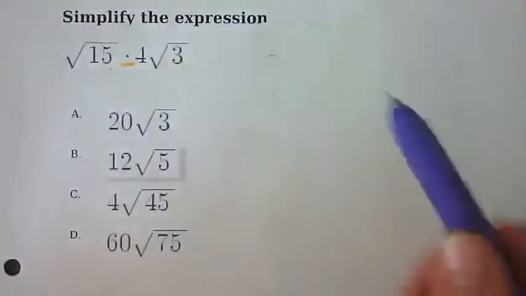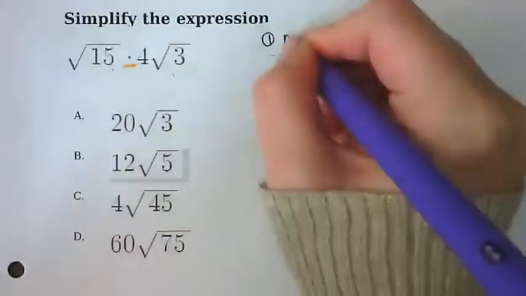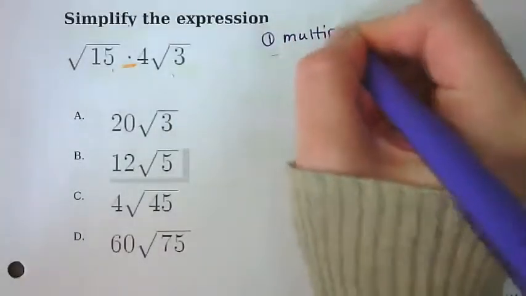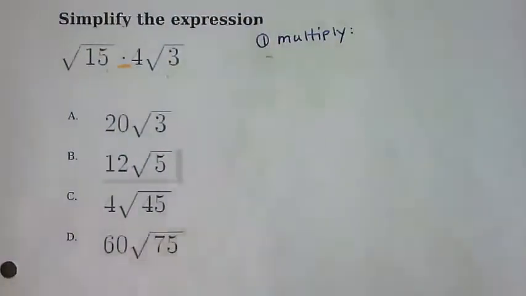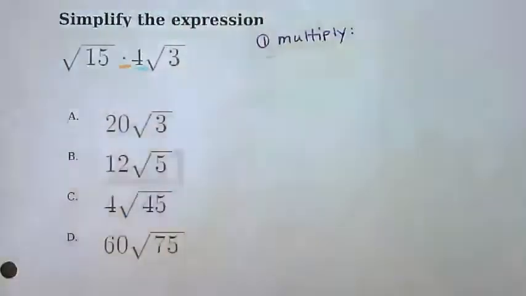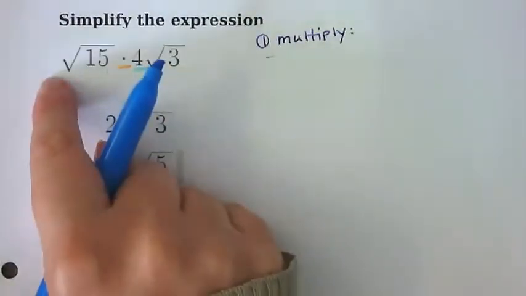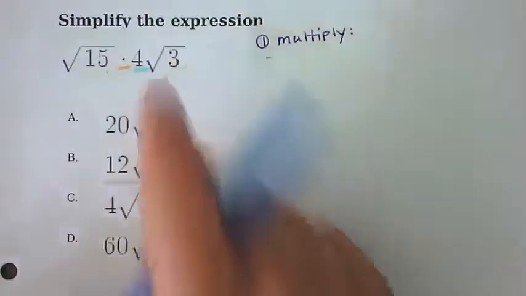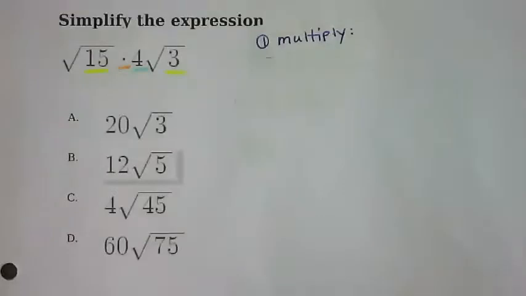So when multiplying radical expressions, the first thing that you do is actually multiply. And what exactly do you multiply? So you multiply your coefficients together, so your numbers in front of the radical. So we have a 4, and then over here we don't have anything. So if you want, you can write that invisible 1, or you can just leave the 4 by itself. And then you'll multiply the radicands together, so the numbers under the radical symbol, or inside.